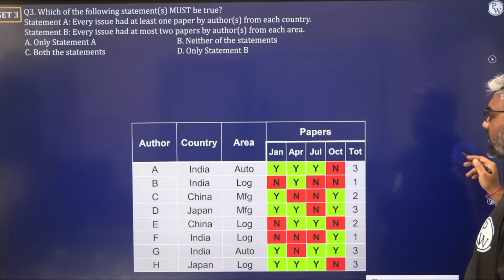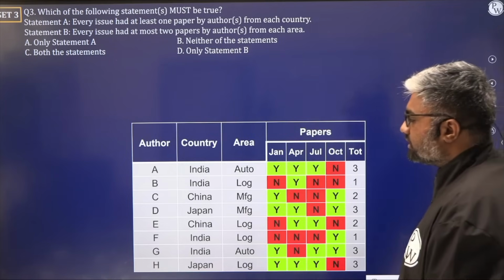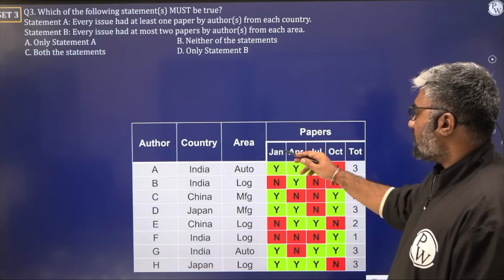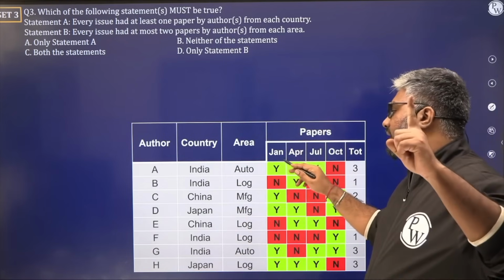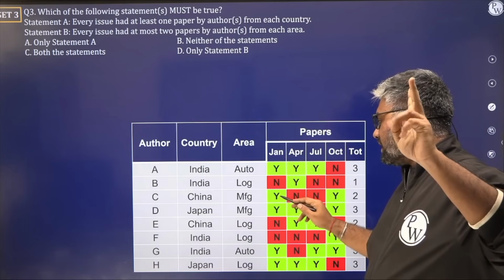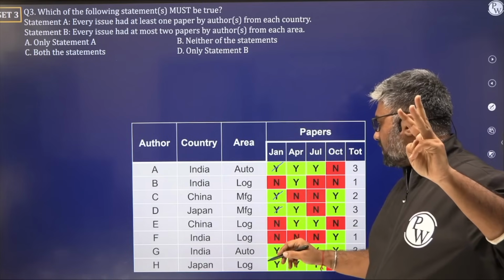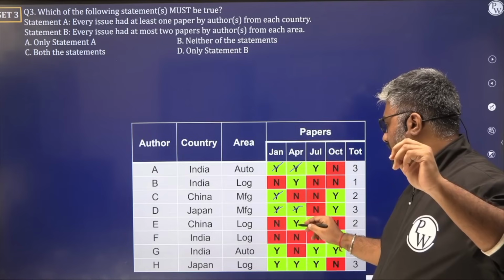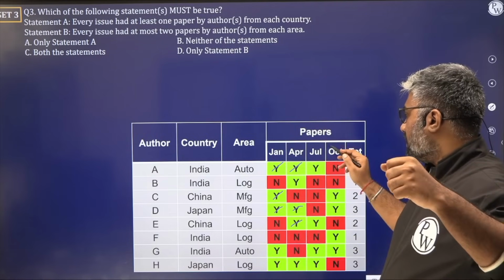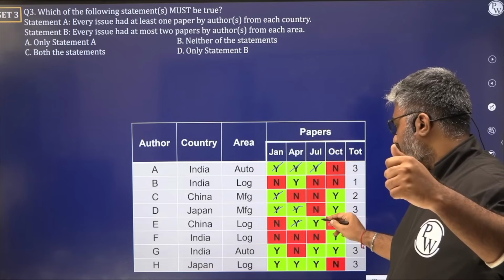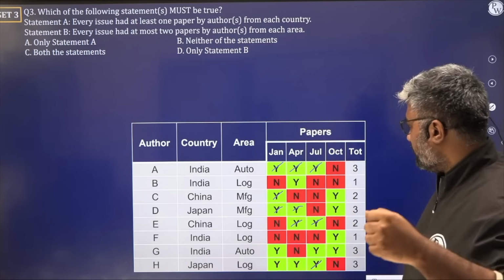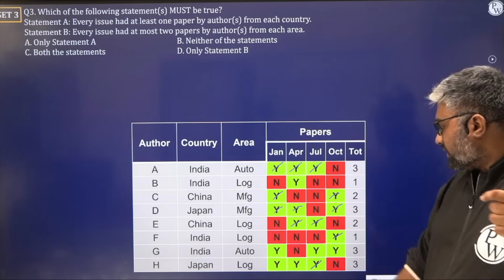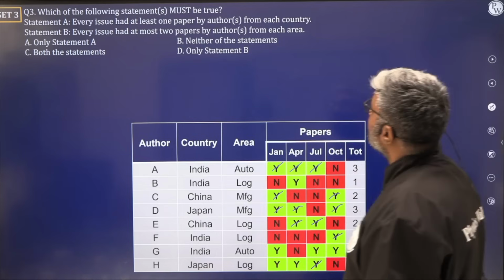So what we're going to do is have a quick look at if we have all the countries. We need to look at India, China and Japan for each of these. If you look at Jan, we have one India, no longer need to look at India. We have one China, one Japan. Yes, so Jan works beautifully. April, we have one India, one Japan and one China. This also works. July has an India, has a China. We need one Japan. For July, we have. October, we have China, we have Japan. We need one India in October. We have. So statement A is actually true.